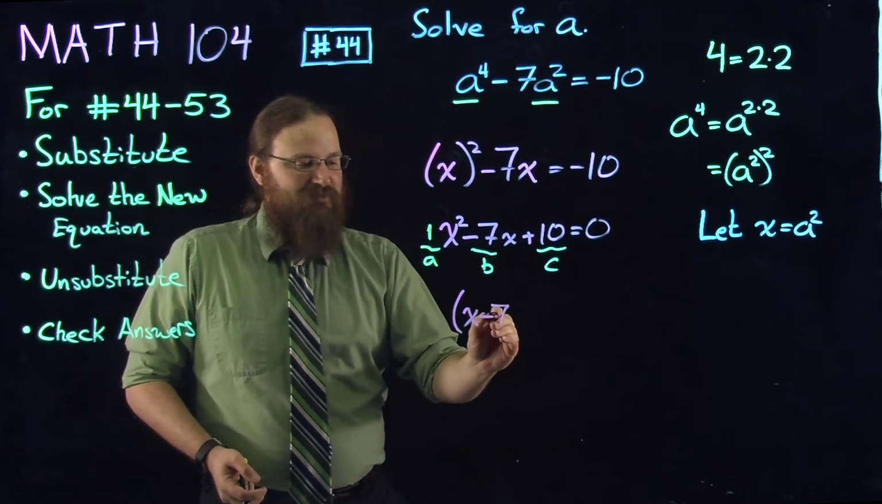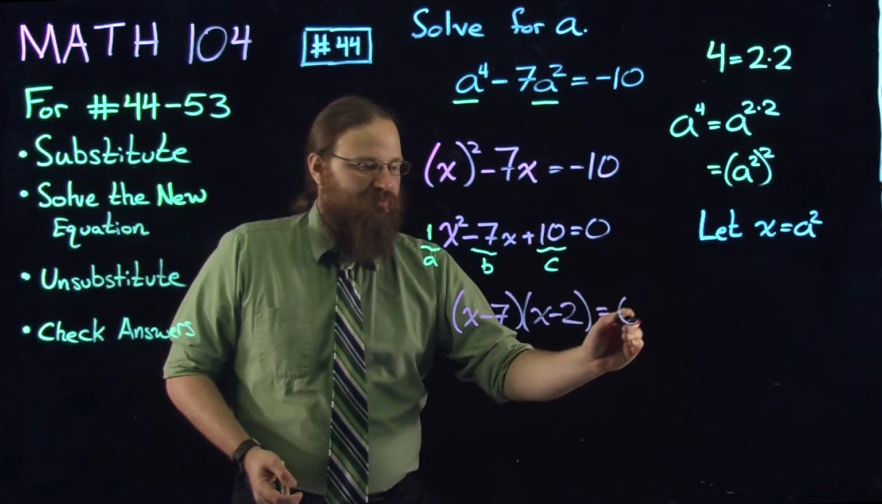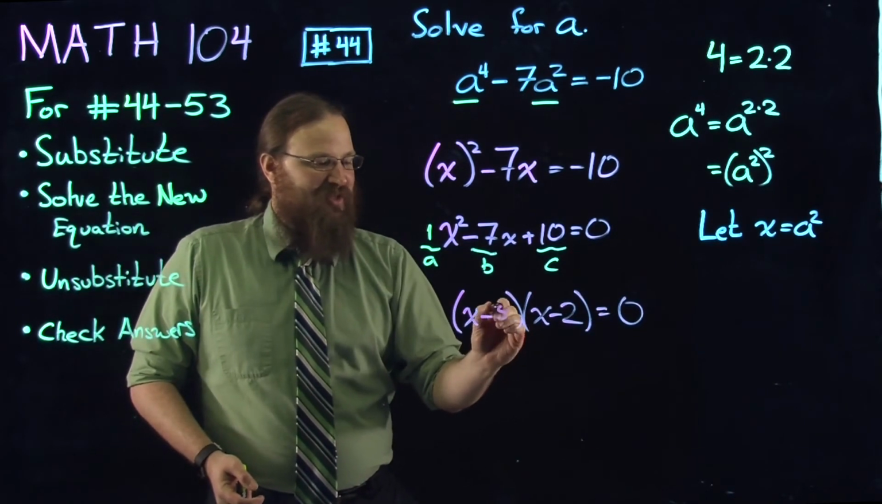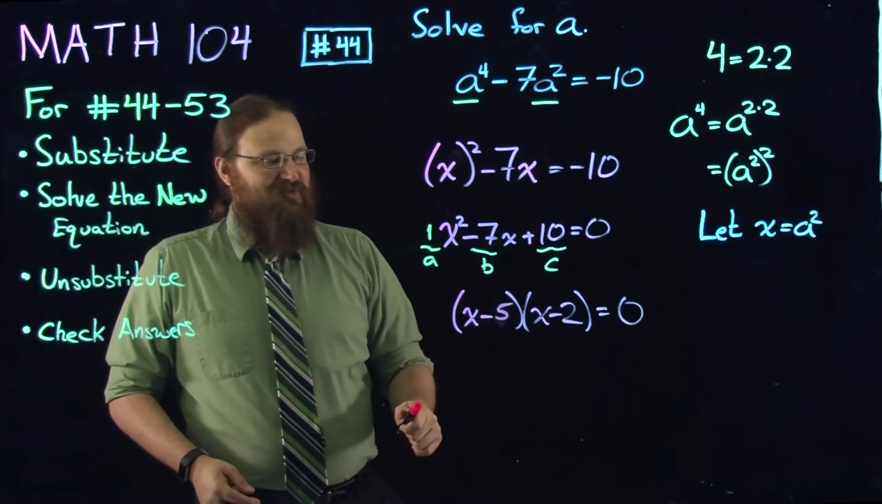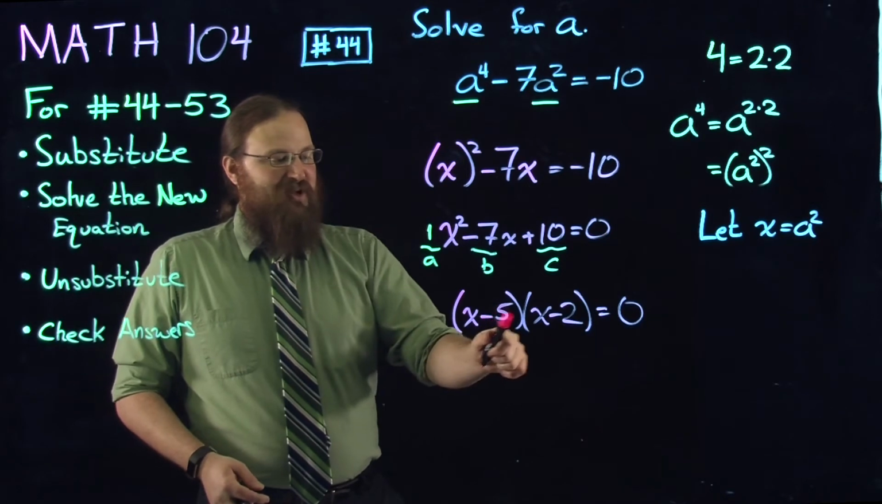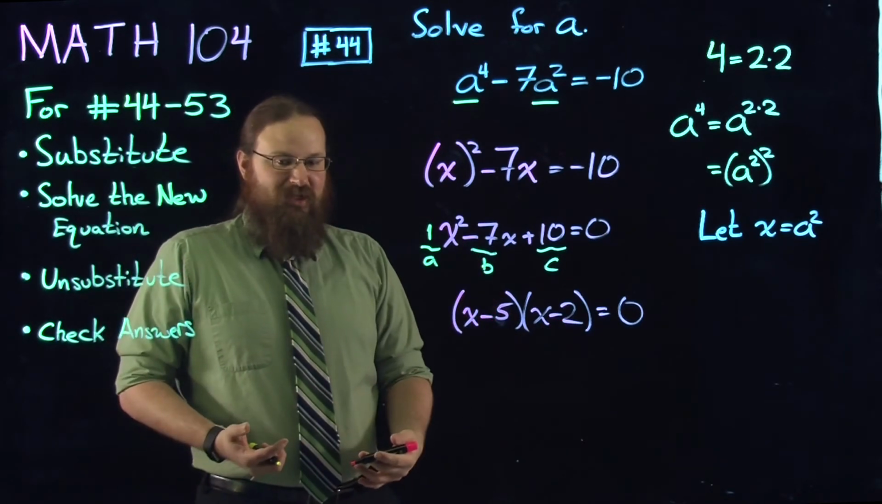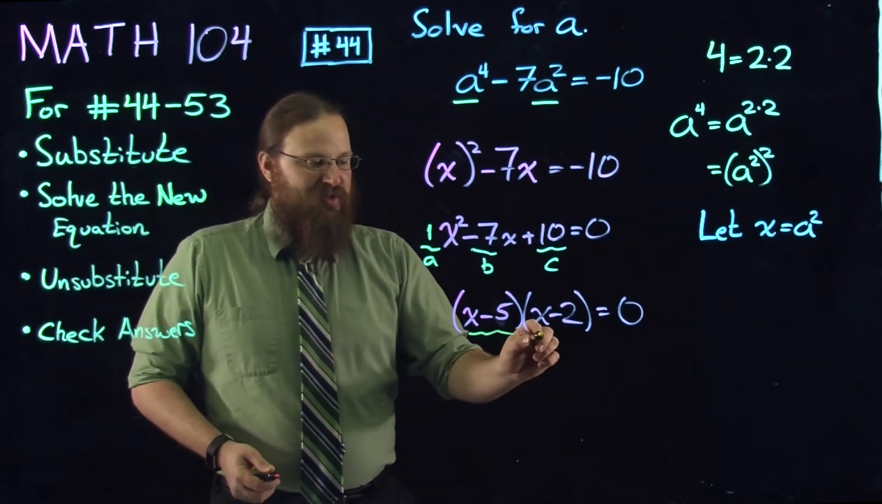x minus 5 and x minus 2. Oops, sorry, 5 and 2. So negative 5 times negative 2 gives us positive 10 when we multiply them, and negative 5 minus 2 gives us negative 7. So we factored this. Now we can find the solutions. And they're here in these little pieces.